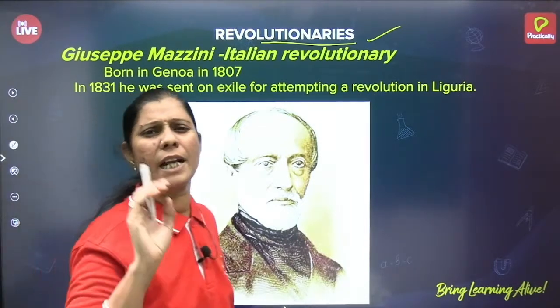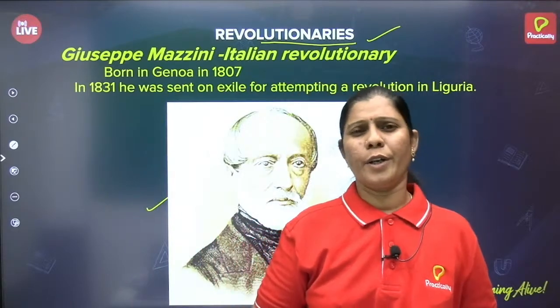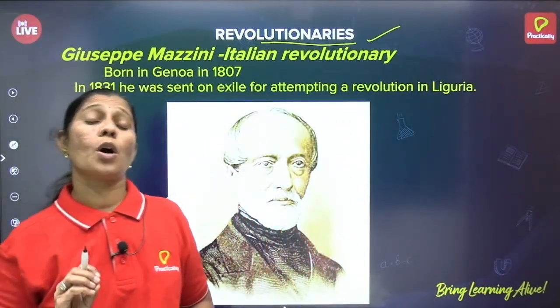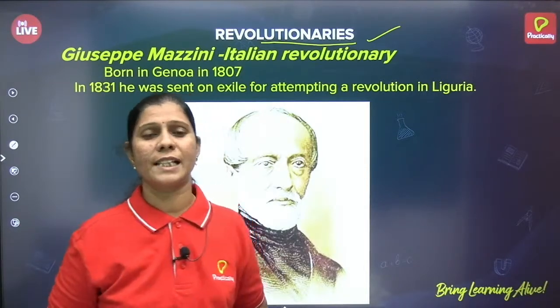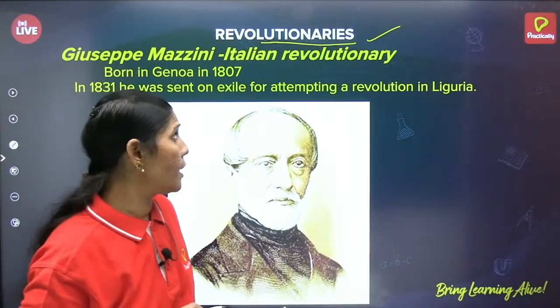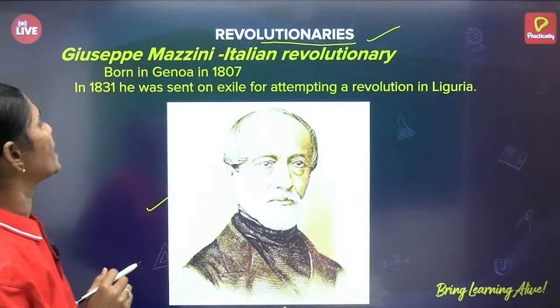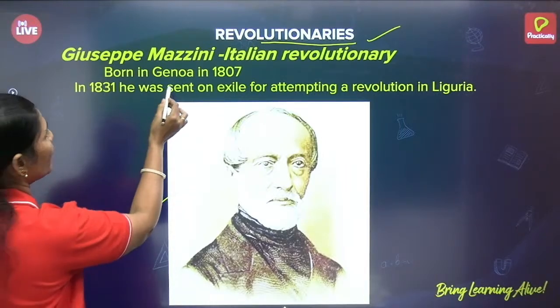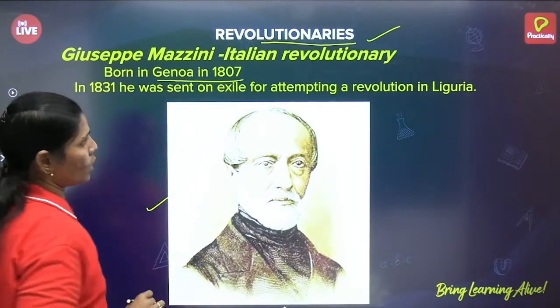Italy was completely under different countries' control in Europe. Only a small region was under their own control. So how this person helped in the unification of that country, we will learn in detail. First, let us have his own information: he was born in Genoa in 1807.